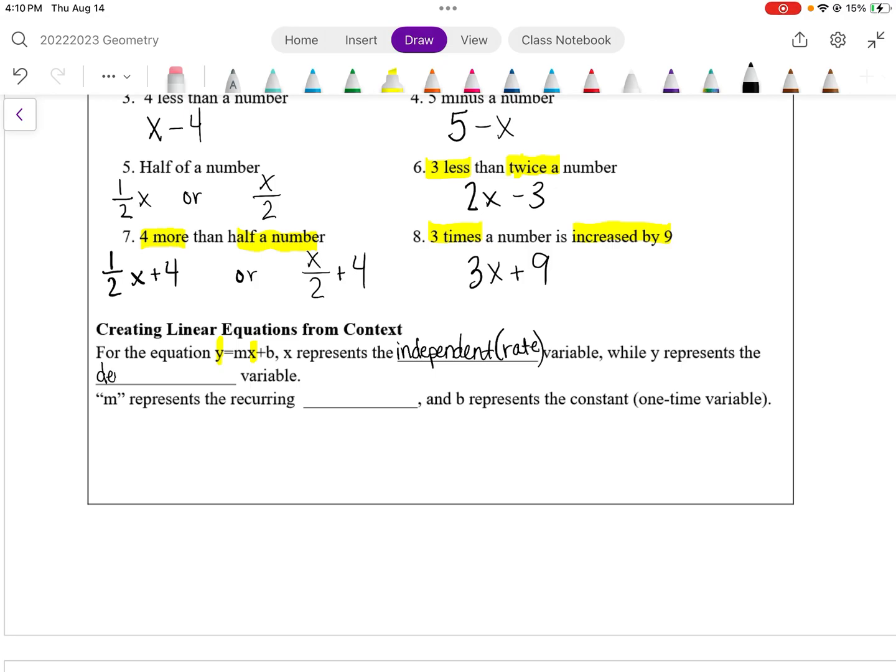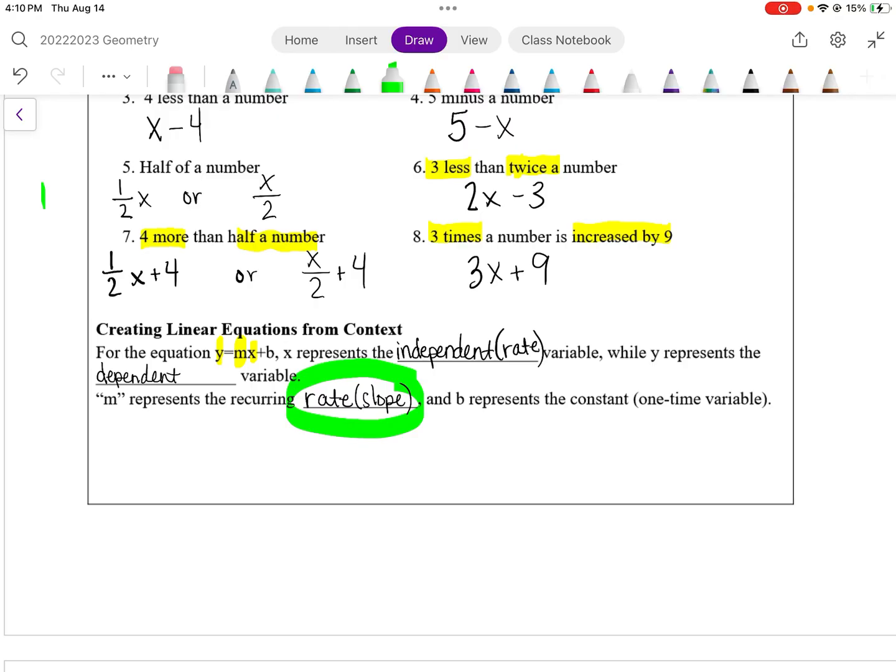It's something that's changing. Y is going to represent the dependent variable. The dependent variable depends on the independent variable. Okay, so the dependent variable doesn't change, but it's kind of like your result. All right, M, so if you remember from the last video, M represents the slope or the recurring rate. Rate or slope. And then B represents the constant.